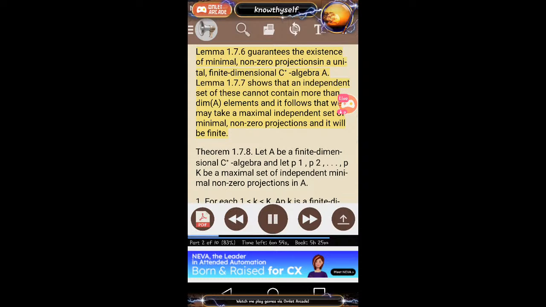Lemma 1.7.6 guarantees the existence of minimal, non-zero projections in a finite-dimensional C* algebra. Lemma 1.7.7 shows that an independent set of these cannot contain more than dim A elements, and it follows that we may take a maximal independent set of minimal, non-zero projections and it will be finite.